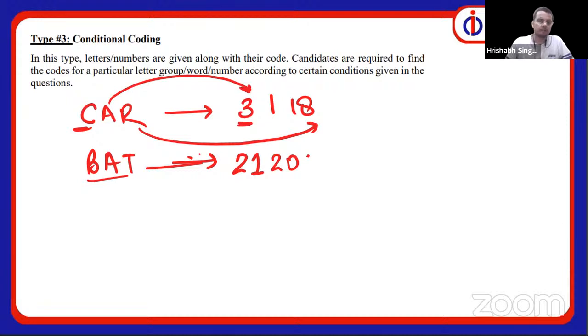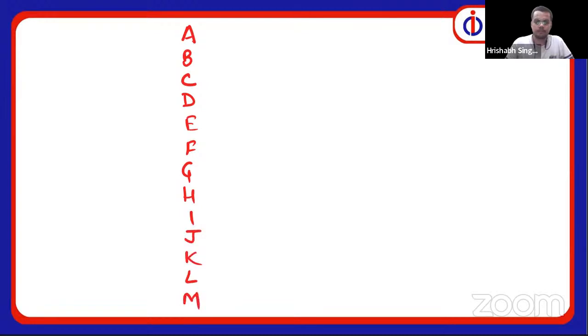Okay. Now we will talk about the numbering thing, because it is very important in coding and decoding. So let's talk about it first, then we will go forward. So we will write A, B, C, D, E, F, G, H, I, J, K, L, M, N, O, P, Q, R, S, T, U, V, W, X, Y, Z. Okay.